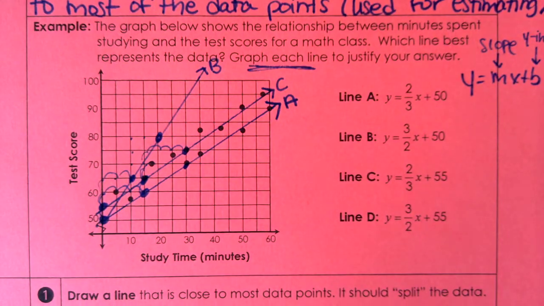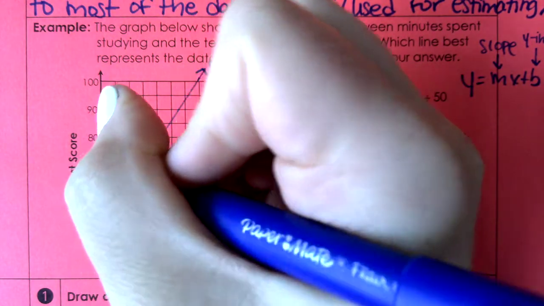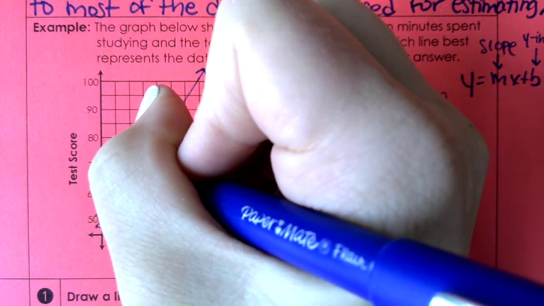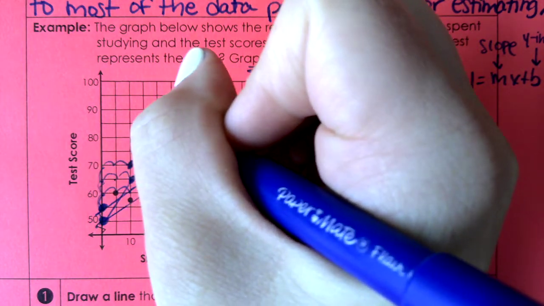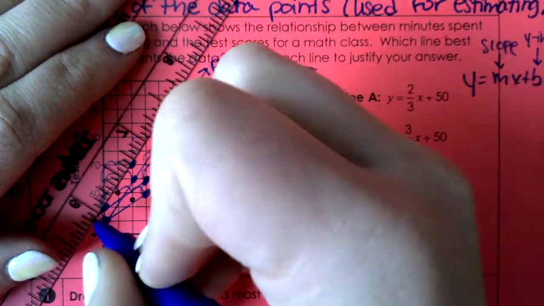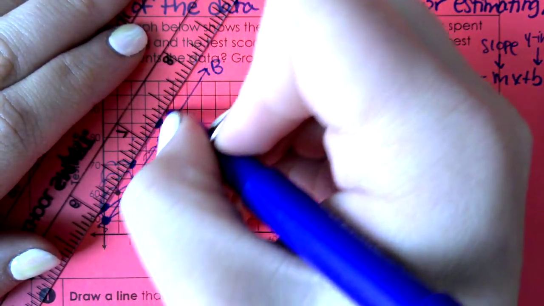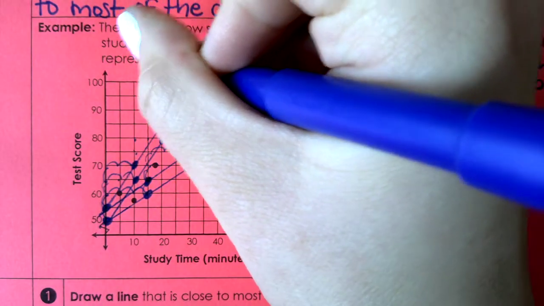And then I'm going to graph the last one, which is line D. So I'm going to start at that 55 point again. But this time I'm going to go up 3. So 1, 2, 3 over 2. 1, 2. 1, 2, 3 over 1, 2. Then I'm going to take those points, connect them right there, and that would be my line D.